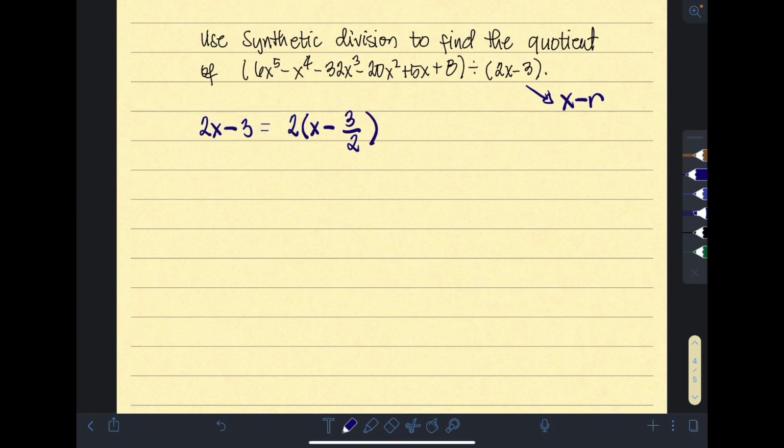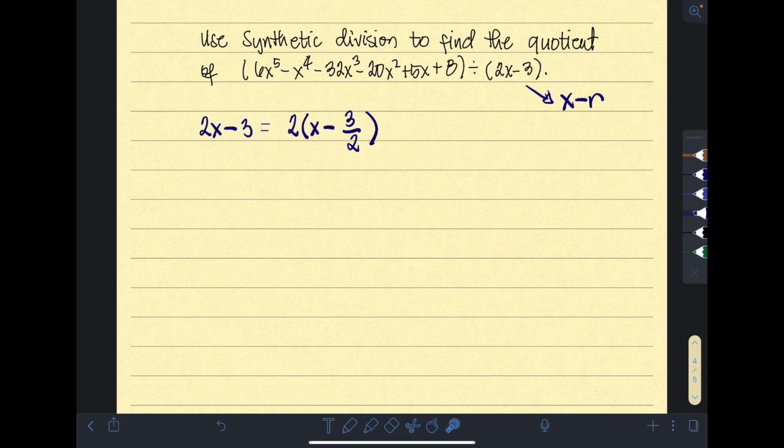Now this thing inside the grouping symbol, x minus 3 over 2, is in the form x minus r. So we can utilize this first in doing our synthetic division. What we actually do is we just disregard the coefficient of x, that's why we factored it out. We won't have difficulty in doing our synthetic division, because take note, it should be in this form, x minus r, with no coefficient. So let's factor out the 2 first.